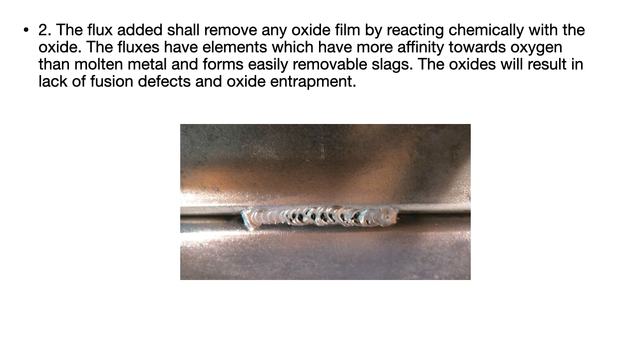Another function of fluxes which are used in the electrodes is that they shall have certain elements which have more affinity towards oxygen, so that oxides are not formed, or oxides are converted to easily removable slags. Oxides are basically impurities.